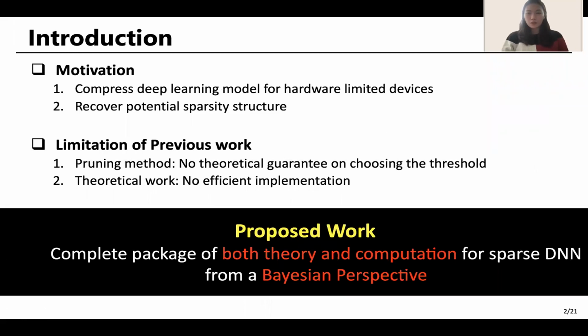Sparse deep learning is used to compress deep learning models for hardware-limited devices, or to recover potential sparsity structure of the target function, or for variable selection. Previous work on pruning methods has no theoretical guarantee on choosing the threshold. Another work on sparse deep learning with a theoretical approach cannot be implemented in an efficient way. To overcome this limitation, this work covers a complete package of both theory and computation for sparse deep neural networks using a Bayesian perspective.